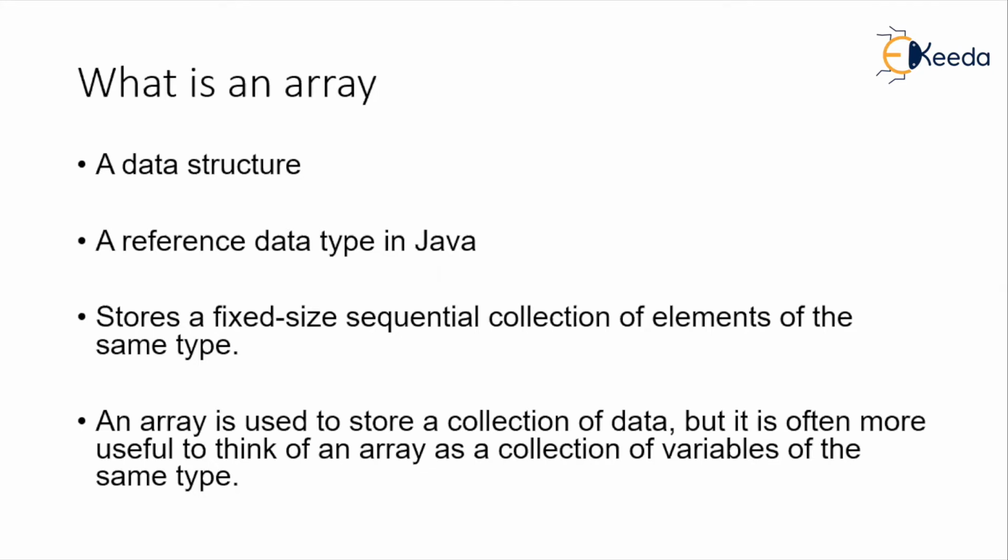As a definition, an array is a data structure which stores a fixed-size sequential collection of elements of the same type. In Java, an array is a reference data type. We have seen two data types, primitive and non-primitive. So array is categorized under non-primitive or reference data types.